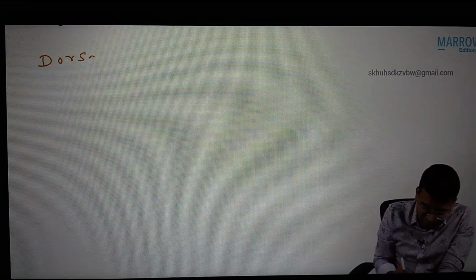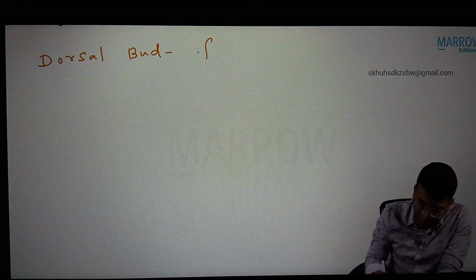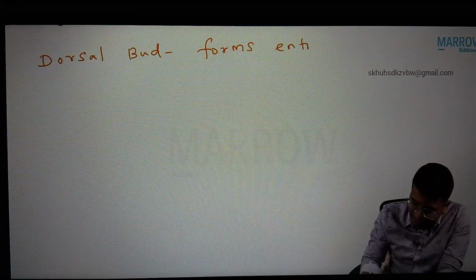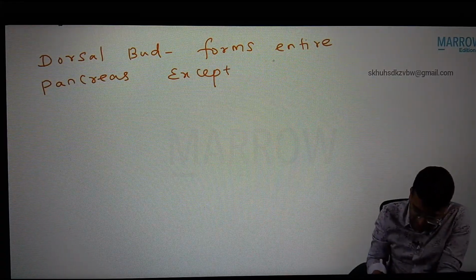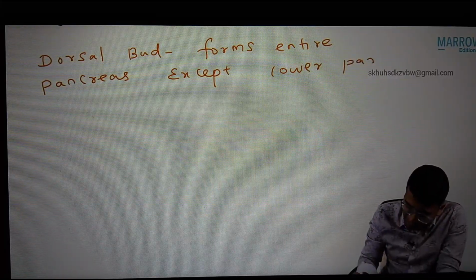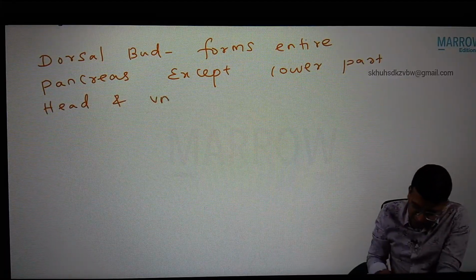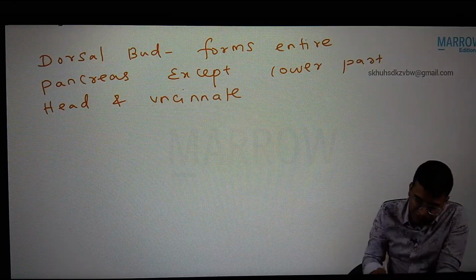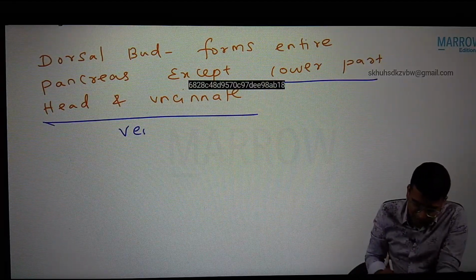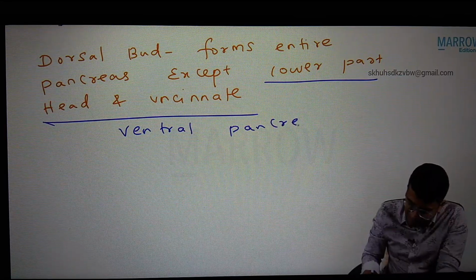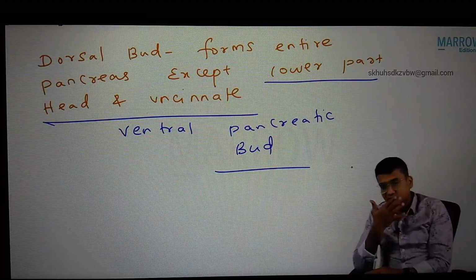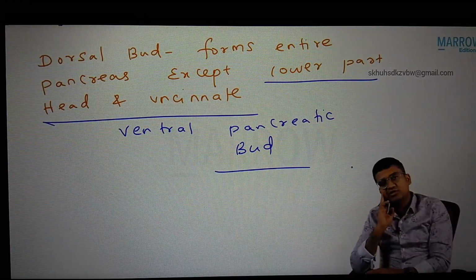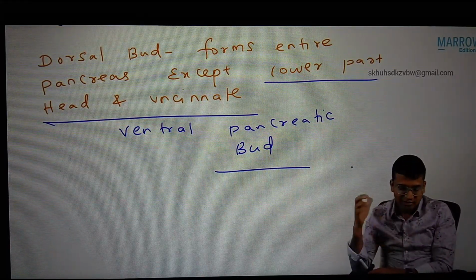So, please write. The dorsal pancreatic bud forms the entire pancreas, except the lower part of the head and uncinate process. Now, these two are coming from the ventral pancreatic bud. So ventral pancreatic bud forms the lower part of the head of pancreas and the uncinate process. Remaining everything is coming from dorsal bud only. Okay, fine. So development of pancreas over.